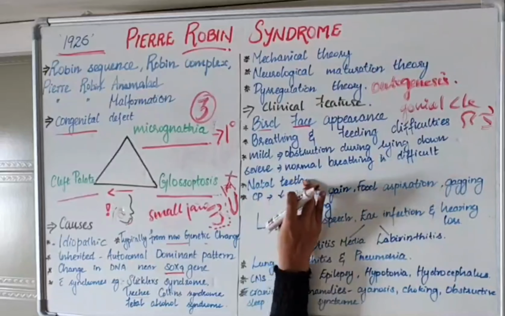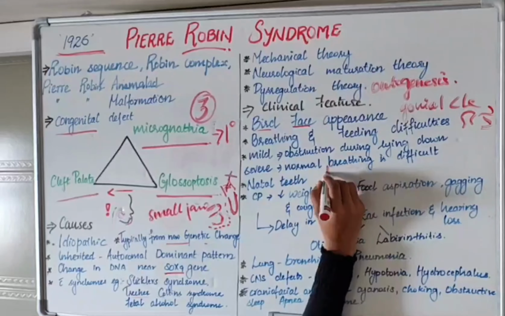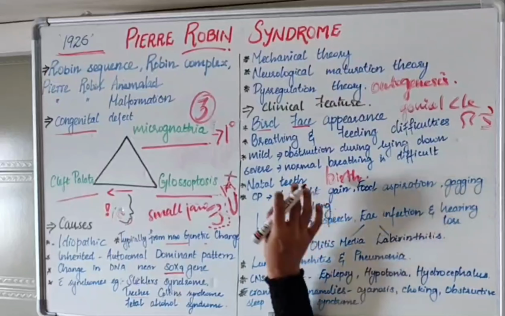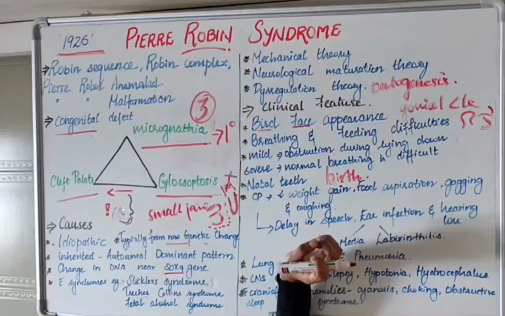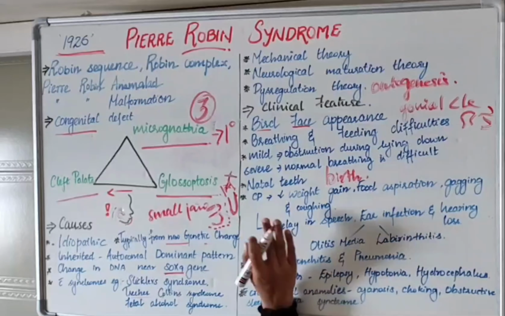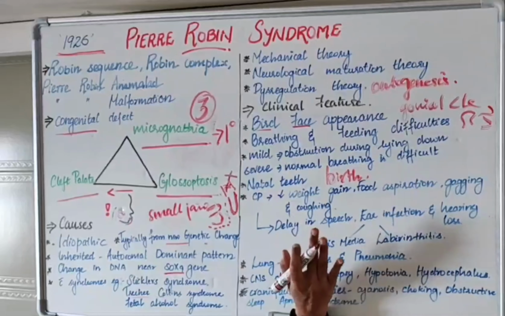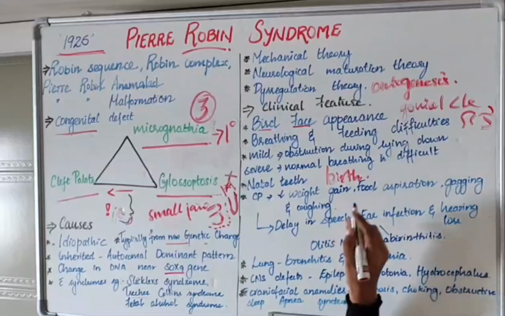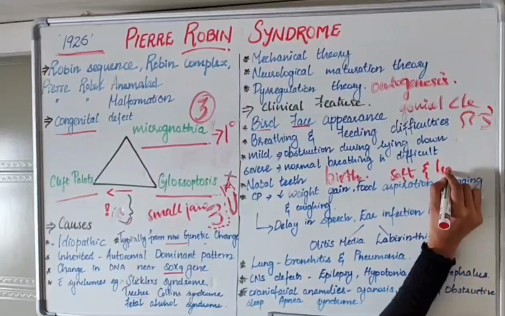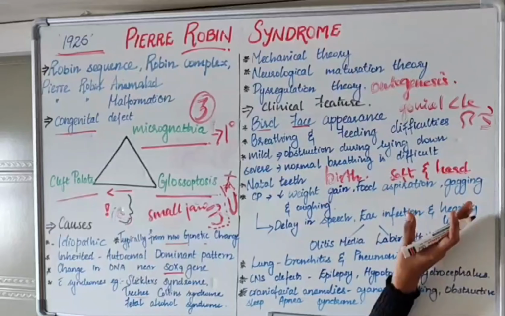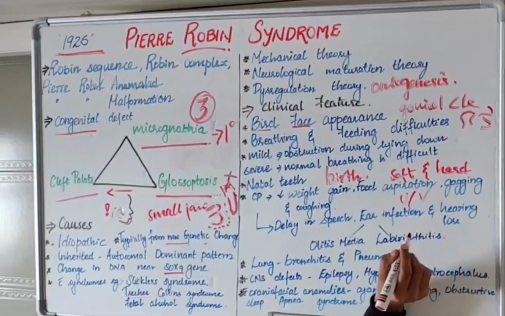Next is natal teeth. Natal teeth means teeth present at the time of birth. So in patients of Pierre Robin syndrome, you can also say sometimes there will be teeth at the time of birth. And cleft palate, when we see cleft palate right here, in Pierre Robin most of the time both the soft and hard palates will be involved. It can be either U or V shape.